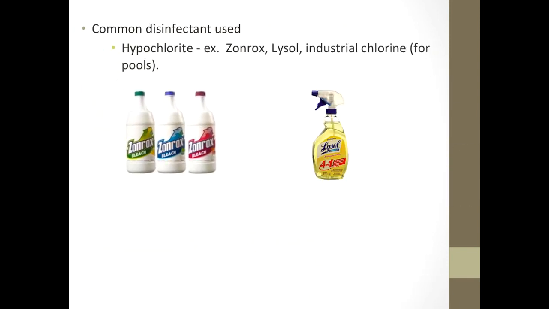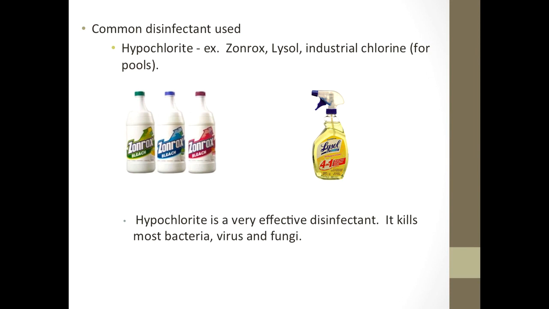So, what are the common disinfectants that we may find around the grocery or in the hospital? Hypochlorite. Most of you will know hypochlorite in its brand name form, which is Zonrox or Lysol, right? In swimming pools, we also use hypochlorite. It's called industrial chlorine, which is basically hypochlorite, the same thing as Zonrox, but it's in a powder form, right? It's very effective in killing bacteria, virus, and fungi.